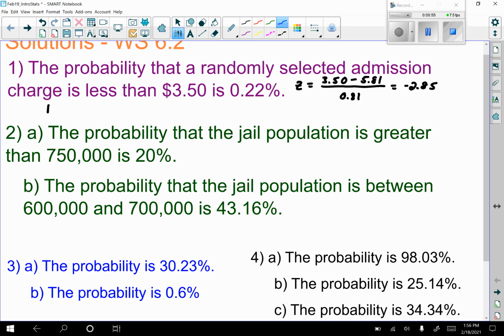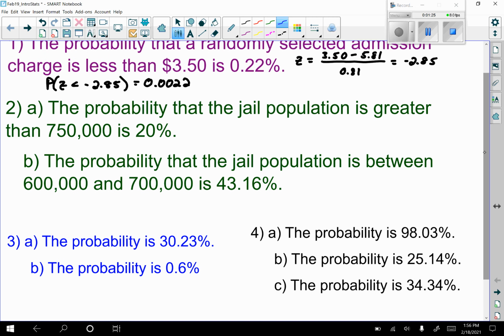So then we write our probability out. So the probability that z is less than negative 2.85. This is going to be a very small shaded region here because we're to the left of negative 2.85. So this should be about 0.0022. So notice it's about 0.22% that the probability of the selected admission charge would be less than 350. That's, again, what we're doing for each problem here. So take a look at the others. Like I said, email me if you have questions on any of these.